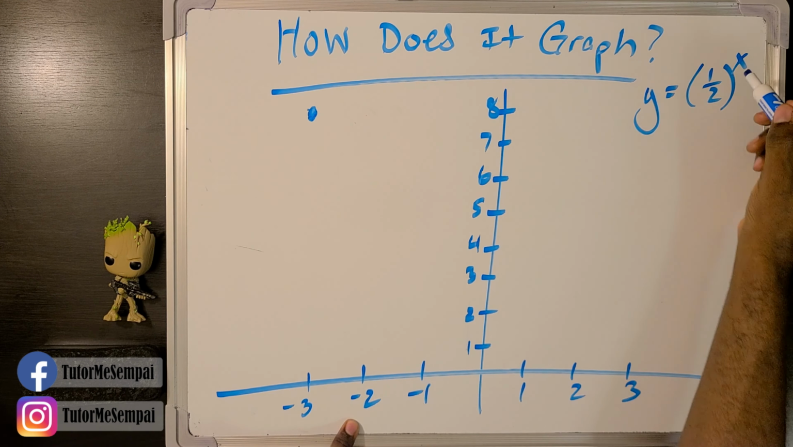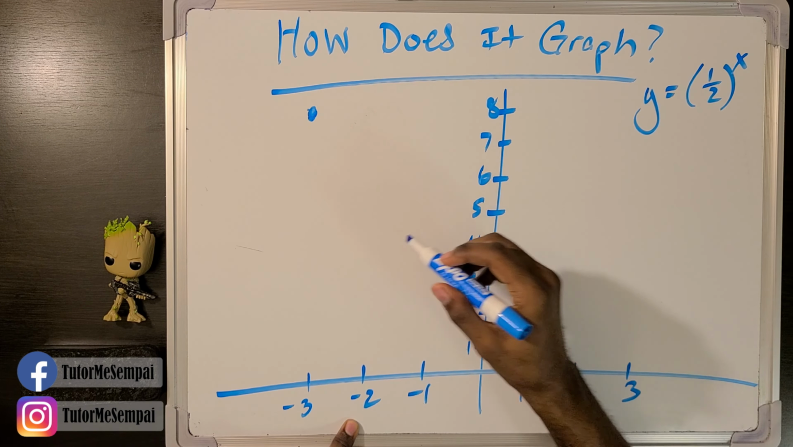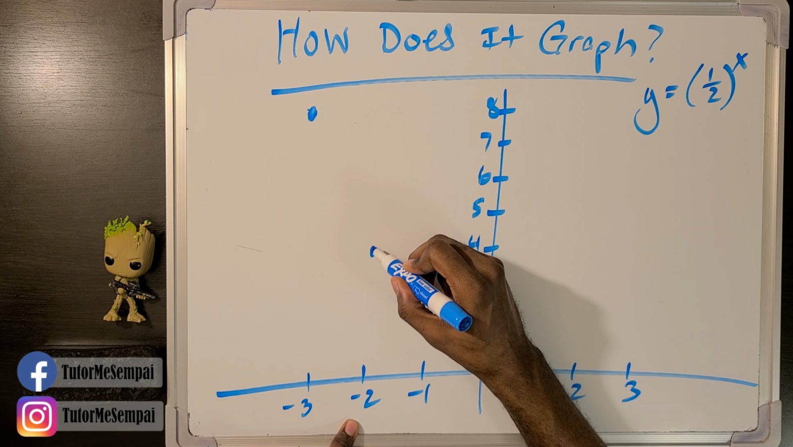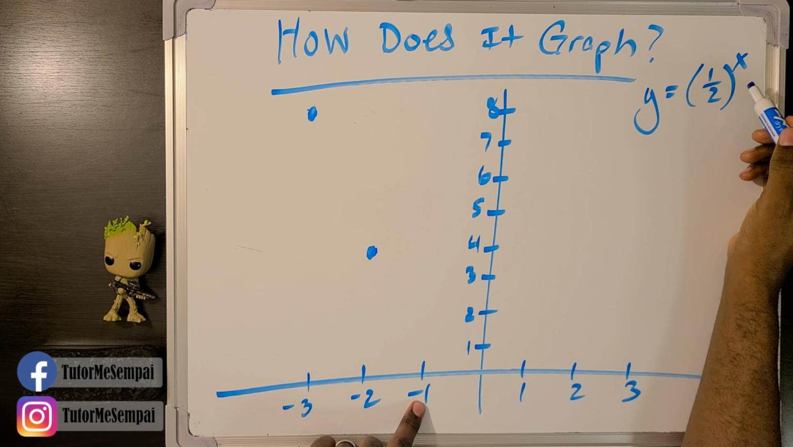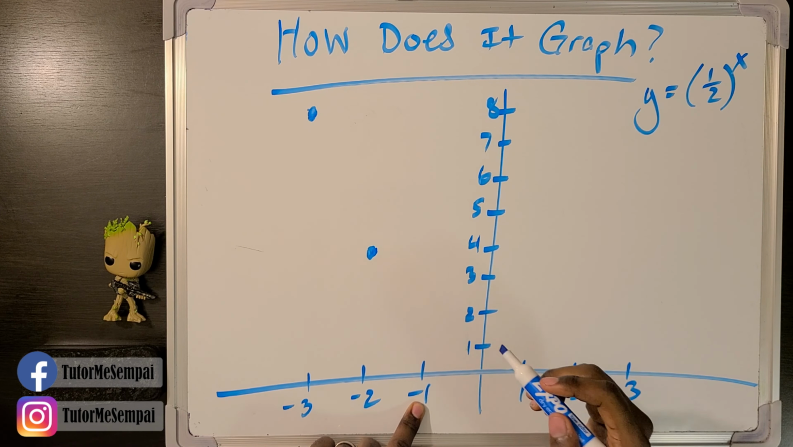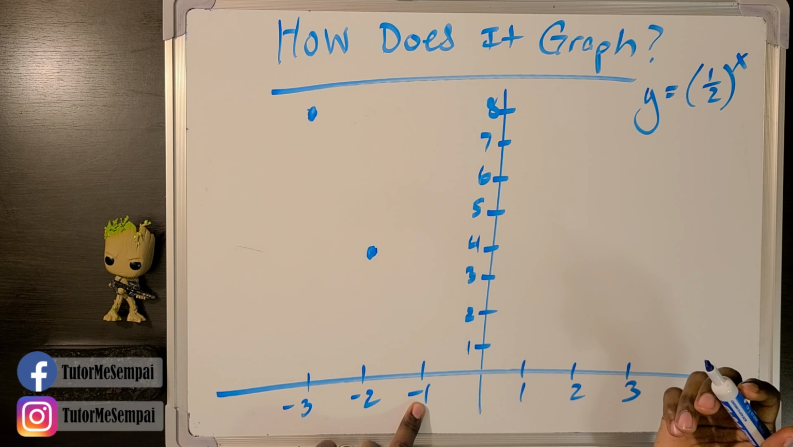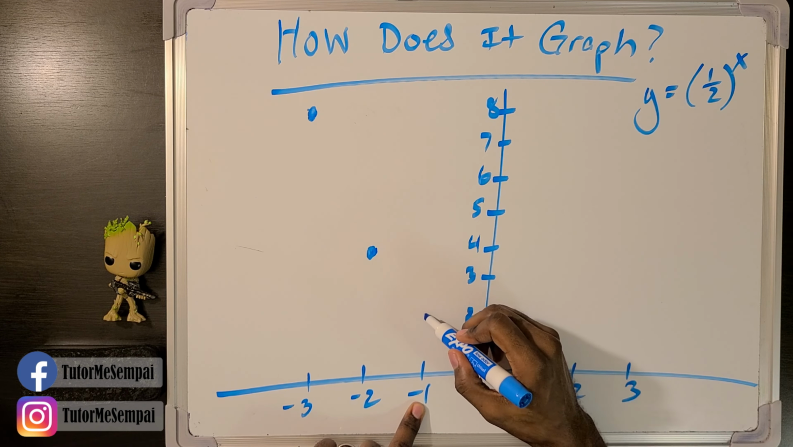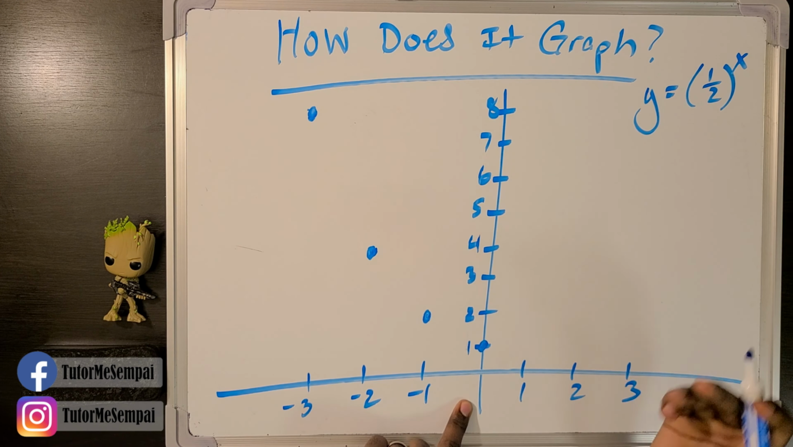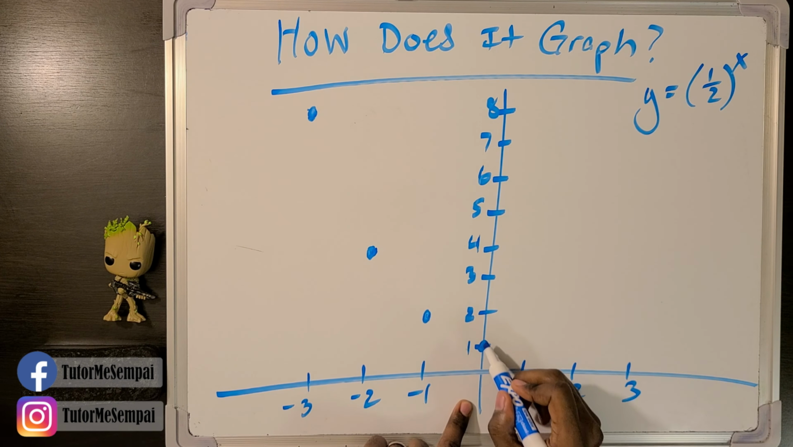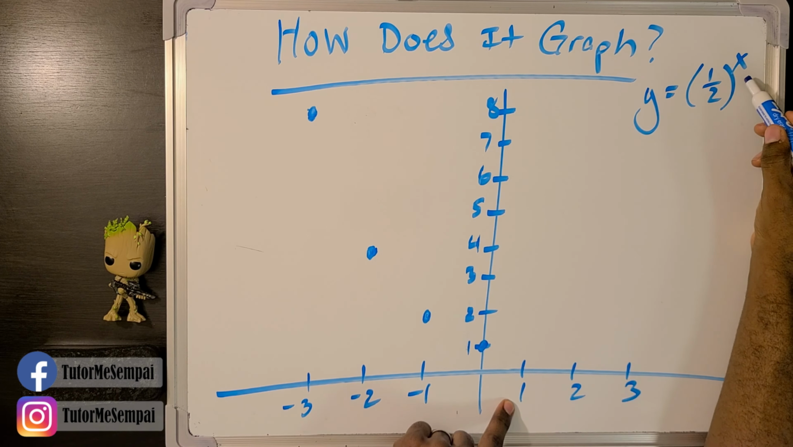-2. Well, when we plug in -2, we're gonna get a value of 4 here. So it's gonna be all the way down here. So that's a pretty sharp drop, right? -1, we're going to get a value of what here? Well, that's going to be a 2 here, right? 0. All exponentials have to go through the point 0, 1. Now, a value of 1.